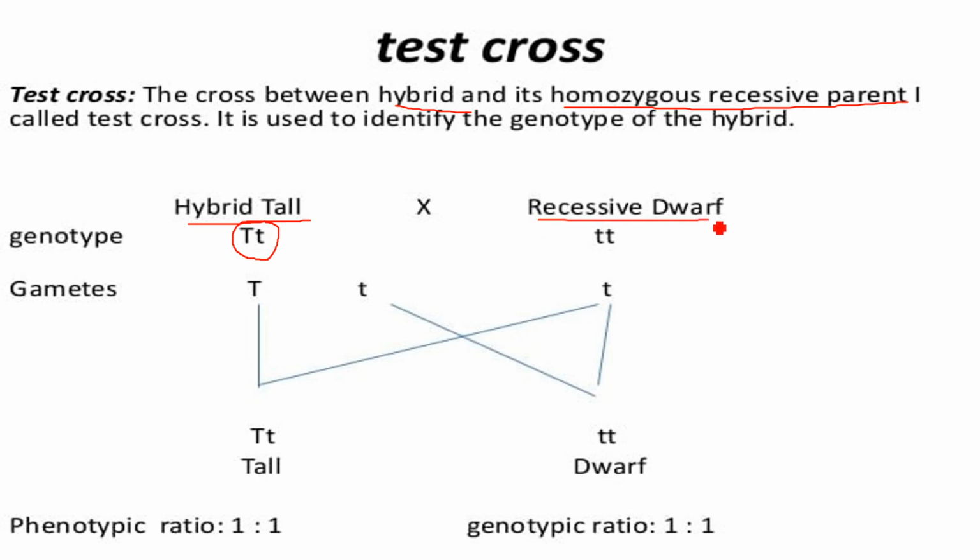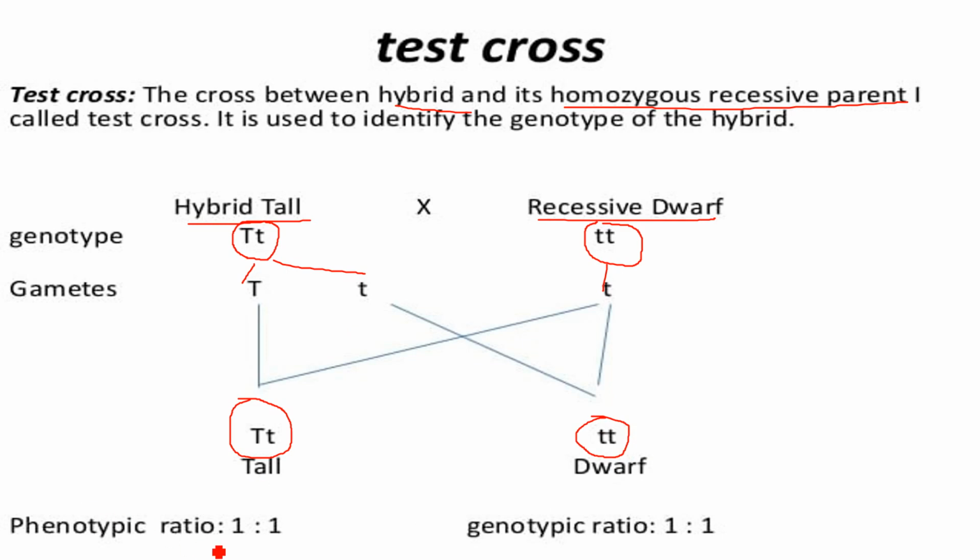The next character is small t, because it is a recessive dwarf plant. Then we cross. How many gametes do we get? We get two gametes, capital T and small t. From the other parent we get only one gamete because they are similar. Then we cross: capital T with small t gives capital T small t, again a tall plant. Small t with small t gives a dwarf plant, because the genotype is small t, small t.